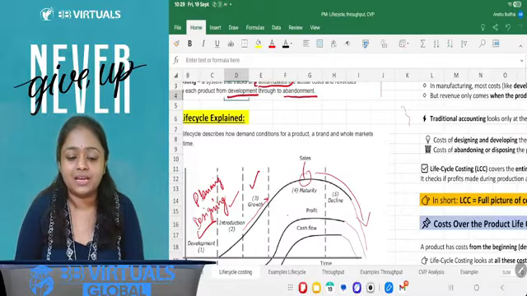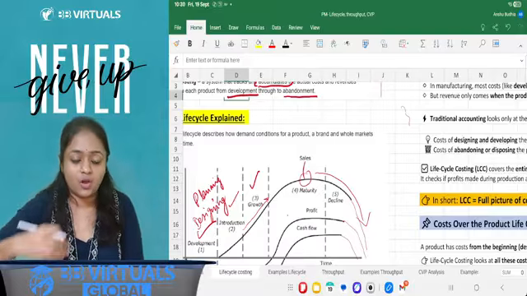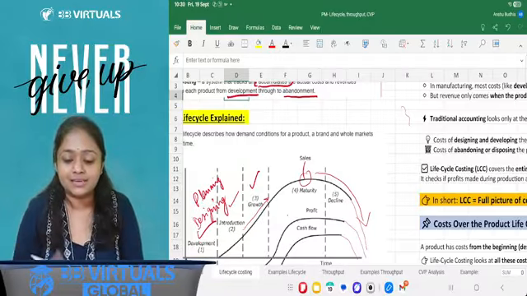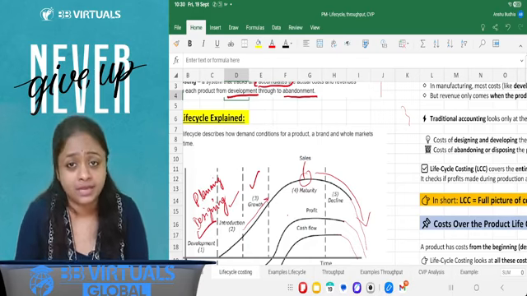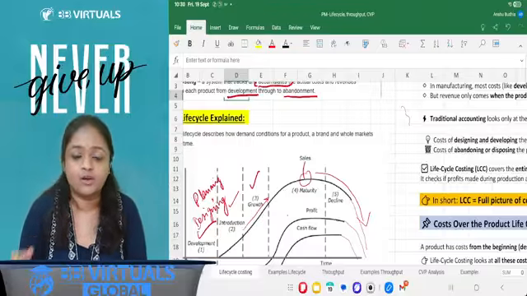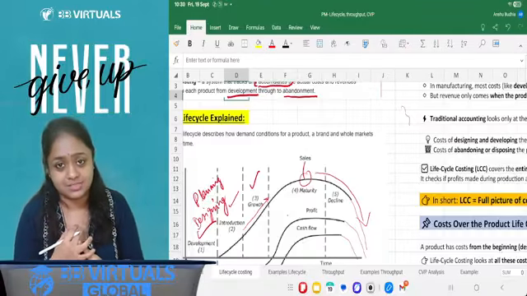So what is happening ultimately? Everything is going negative. Sales going down, profits going down, cash flow going down. So what is the result? The result is that the product will sooner be phased out of the market because it is no longer feasible for the company to carry on with this product, as it is leading to negative cash flows and losses.